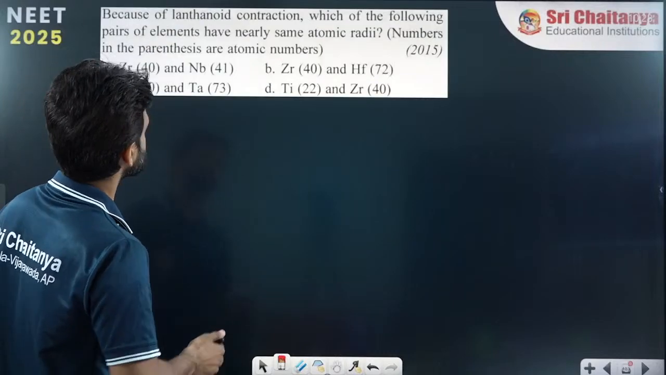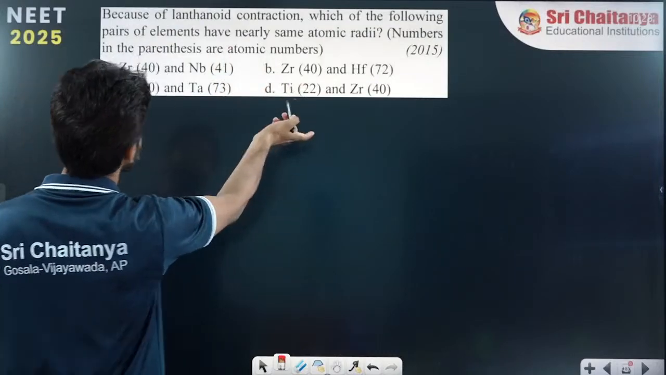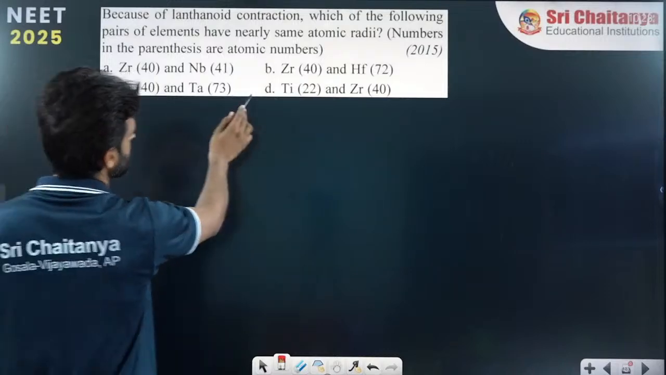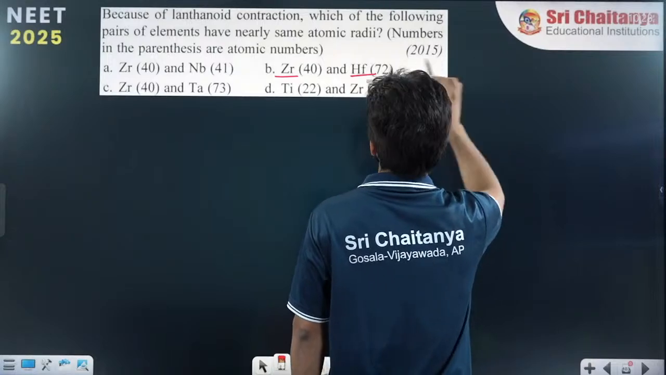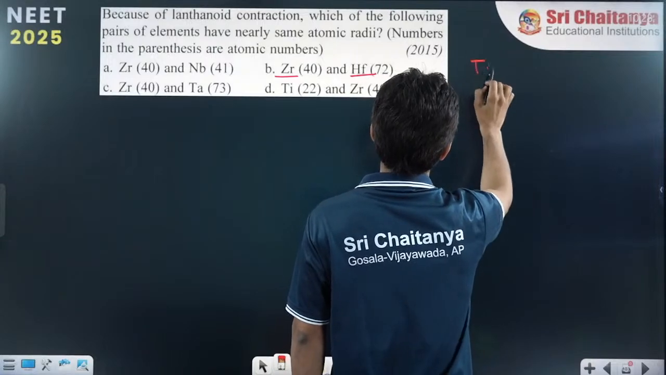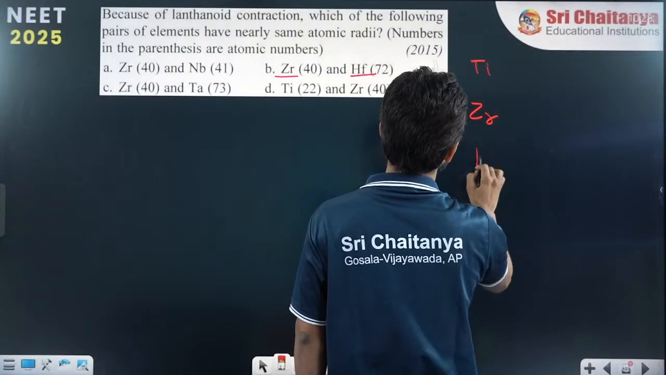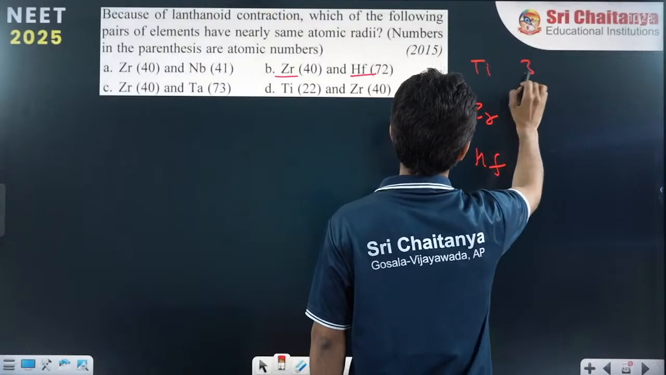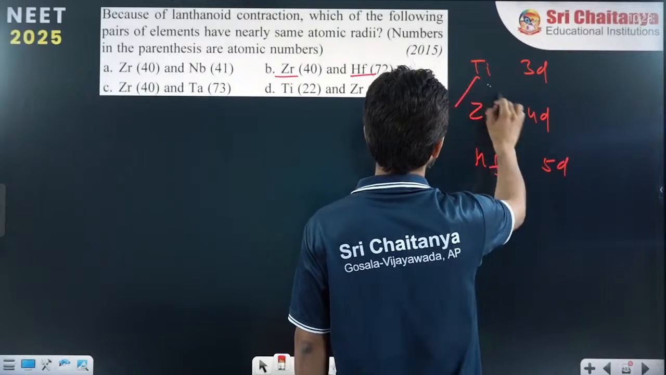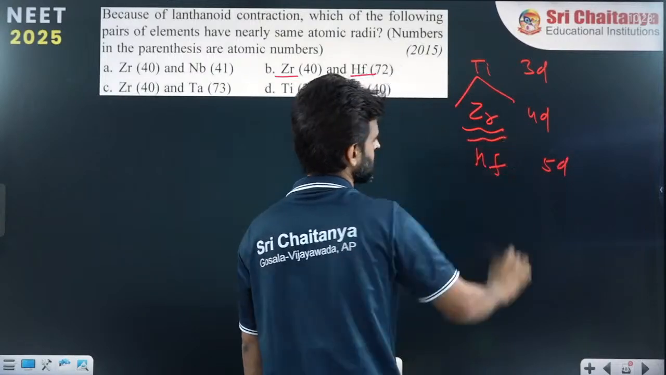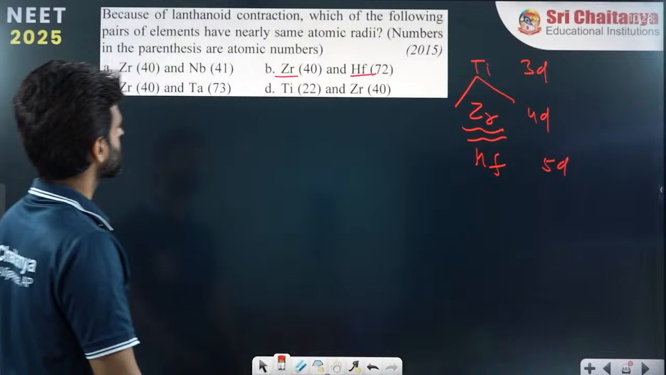Because of lanthanoid contraction, which among the following have nearly the same size? Okay, we know zirconium, hafnium. If you remember, it is titanium, zirconium, hafnium: 3d element, 4d element, 5d element. Hafnium is large in size, but these are approximately the same because of lanthanoid contraction.